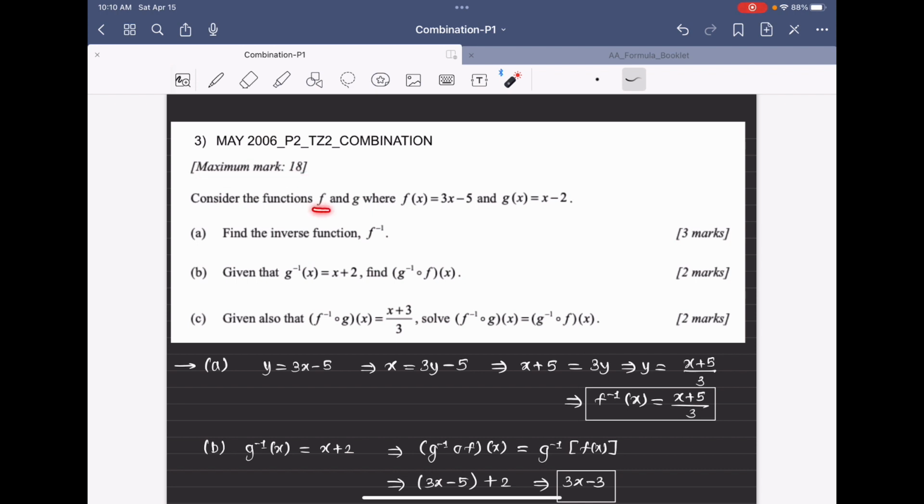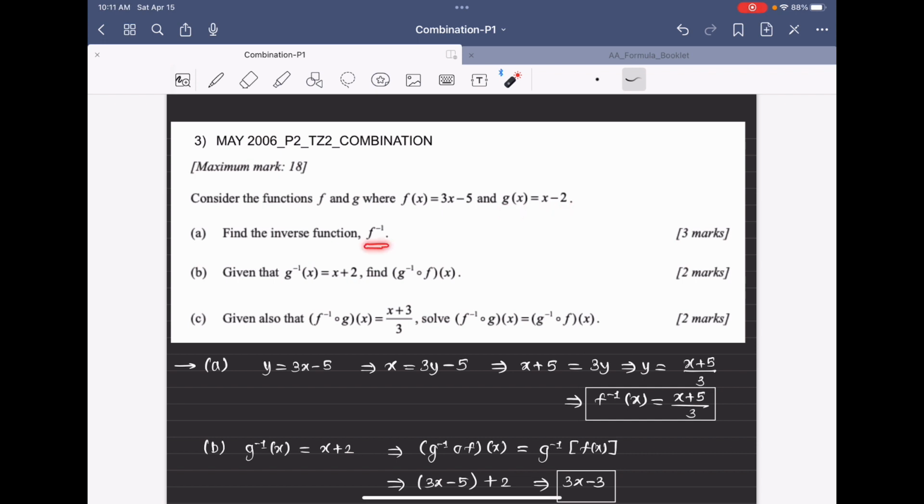Consider the functions f and g, where f of x is 3x minus 5 and g of x is x minus 2. How do you read the function? Now there are two different functions, f and g. For f, whatever is inside the bracket, like x, that value is multiplied by 3, and from that full value subtract 5. For g, whatever is inside the bracket, from that value subtract 2.